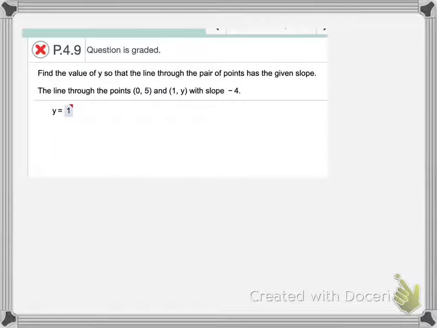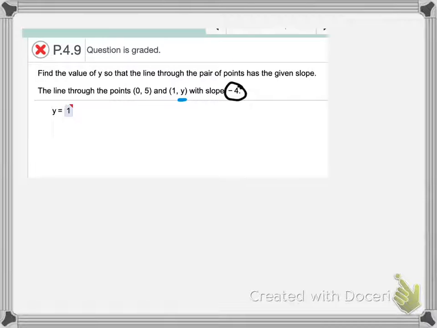Alright, for this problem it says find the value of y so that the line passes through the pair of points has the given slope. So basically they're giving you 2 points, but one of the points has a value missing, and that value that we're trying to find is y. The other key thing about this problem is that they tell you that the slope is 4.